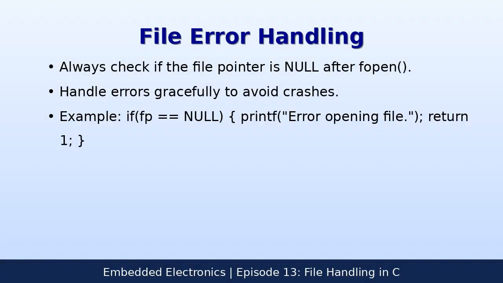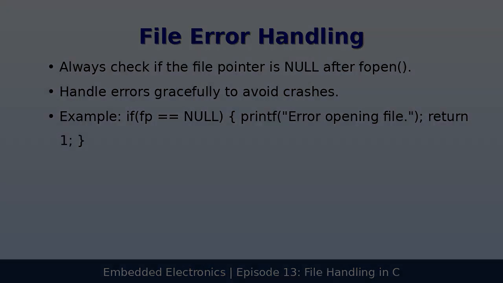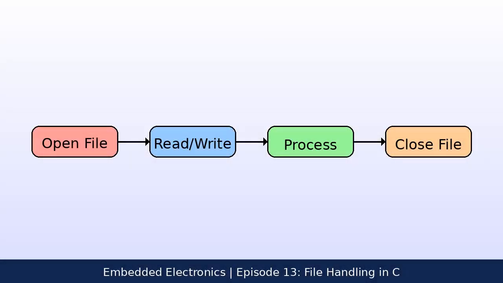After opening the file, always check if the pointer is null, indicating the file could not be opened. Handle errors to prevent program crashes. This diagram shows the process of opening a file, performing read or write operations, processing data, and closing the file.